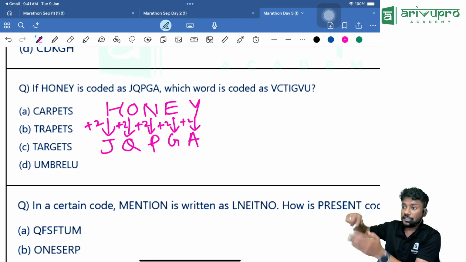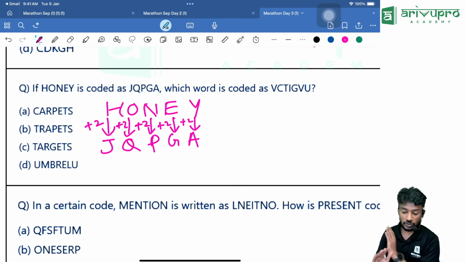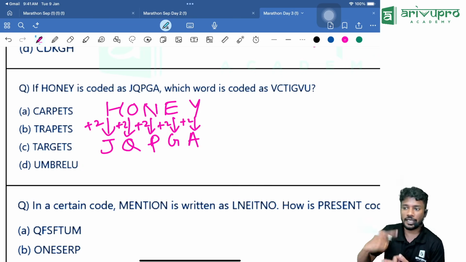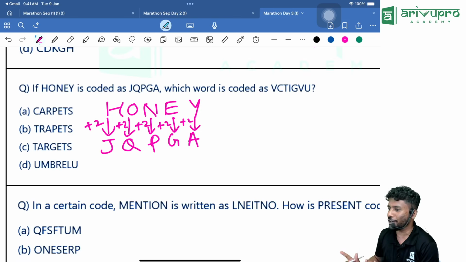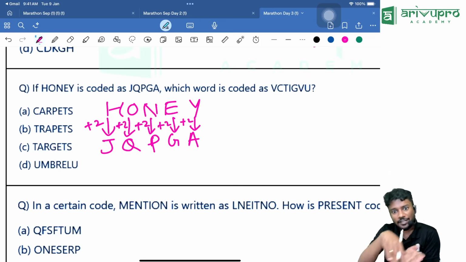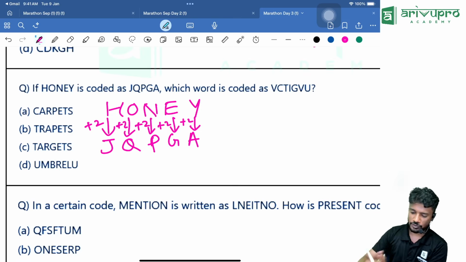Y, Z. Then again A. There is nothing like that, like our number plate and all. A and all, it's not there. It is like what? Once Z is done, again it will start with what? A itself. So it is A.